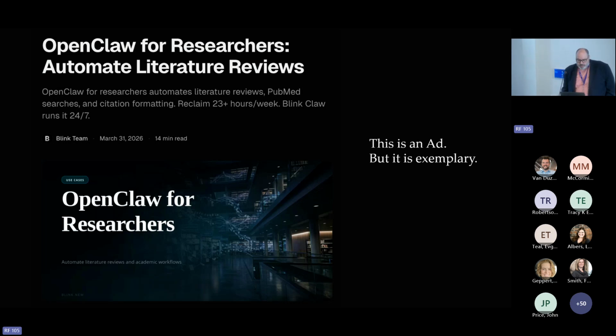There is a skill for doing literature reviews built for this framework that is freely available, that allows you to do very complex literature reviews. Again, this is an example, but it exemplifies what's happening in this space. And the slide I'm showing you right now is absolutely an ad. I am not advocating for the organization that is showing this skill, but it is exemplary of what's happening in the space.